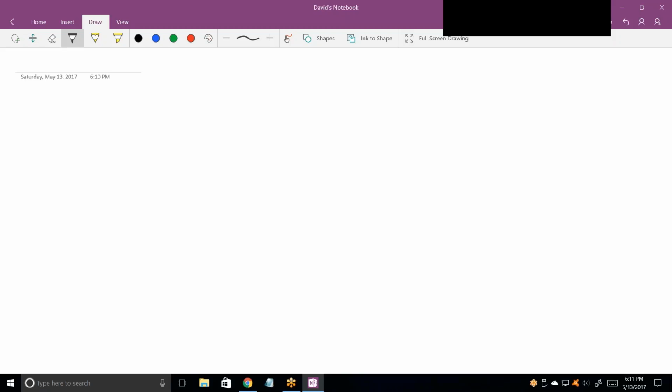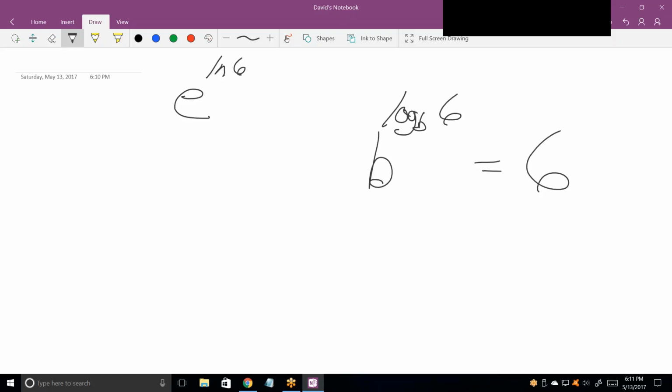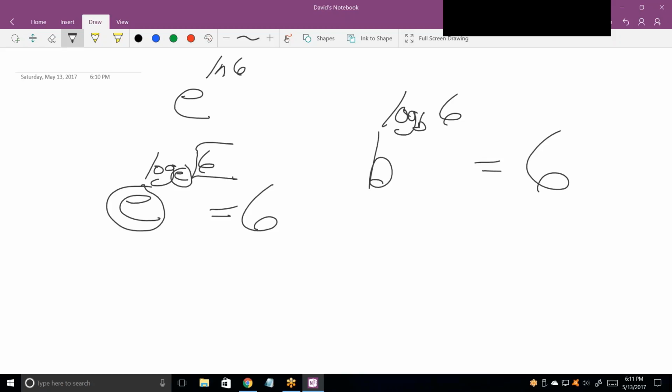So what else we got, Sam? We have e to the natural log of 6. Doesn't the natural log and e cancel? In this case, yes. In other words, what I really have is b to the log base b of 6. So, yes, this is equal to 6. Okay. Well, that's what this is, it's e to the log base e of 6. That's what natural log is. So that's equal to 6 also. As long as this is the same as that, then your answer is always whatever the argument is.